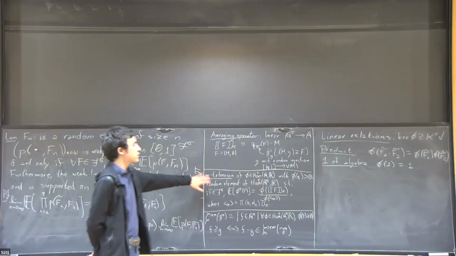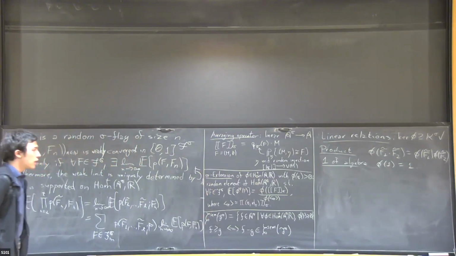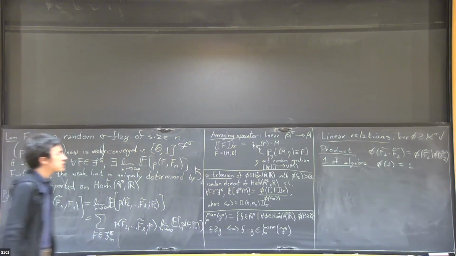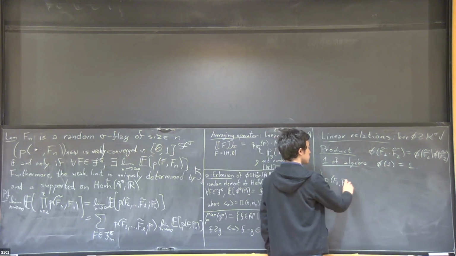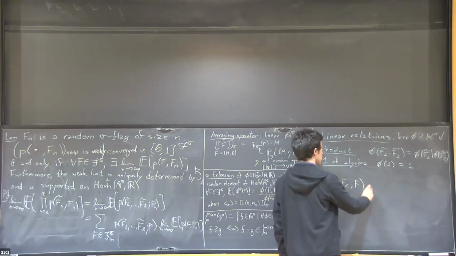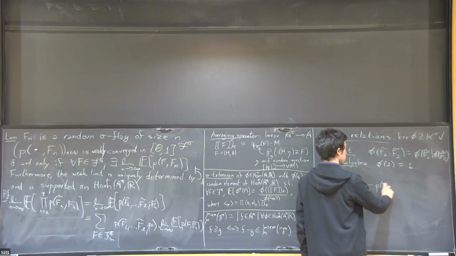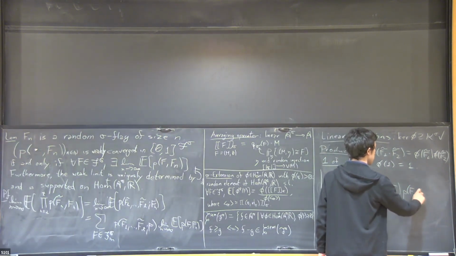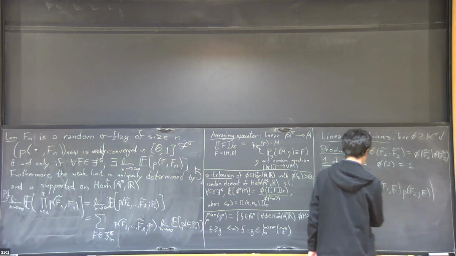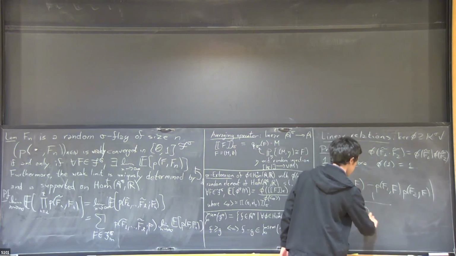No, I'm not talking about extensions at all. Oh, yeah, sorry. The only thing that you really use is that P of F1, F2 in F minus P of F1 in F times P of F2 in F is less than or equal to 1 over order of F.